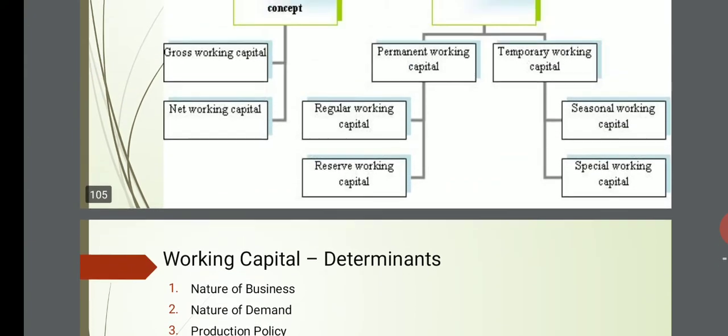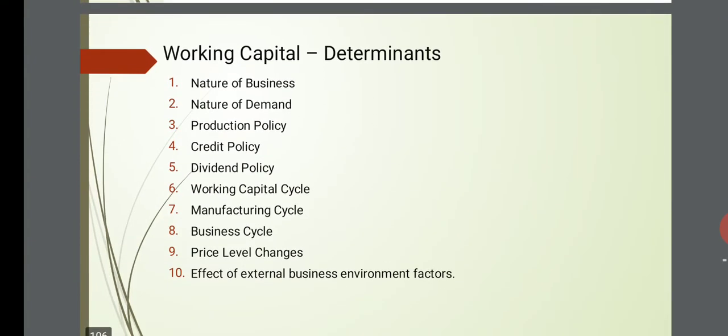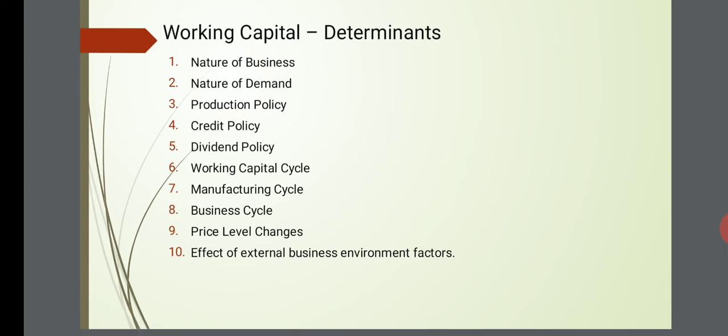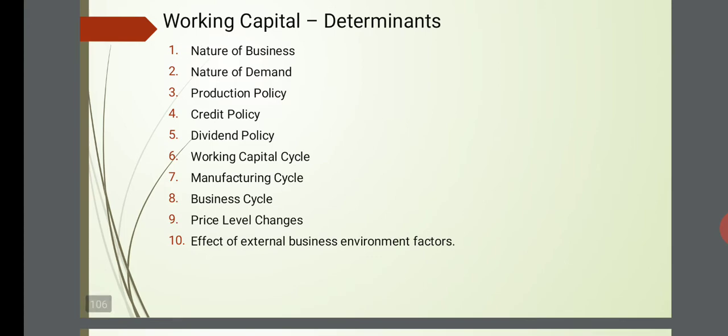What are the determinants of working capital? Nature of business, nature of demand of the product, production policy, because it all depends on production policy, what kind of working capital is required for the day-to-day activities. Then credit policy: if you're getting good days from creditors to pay back your debts, then you will need less working capital. And if you're getting fewer days from your creditors, you will need more working capital. And dividend policy: if you pay more cash as dividend, then you will have less for working capital.